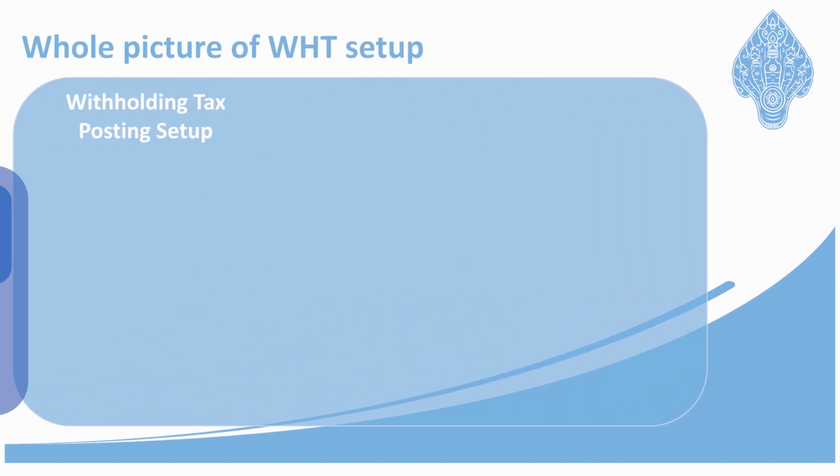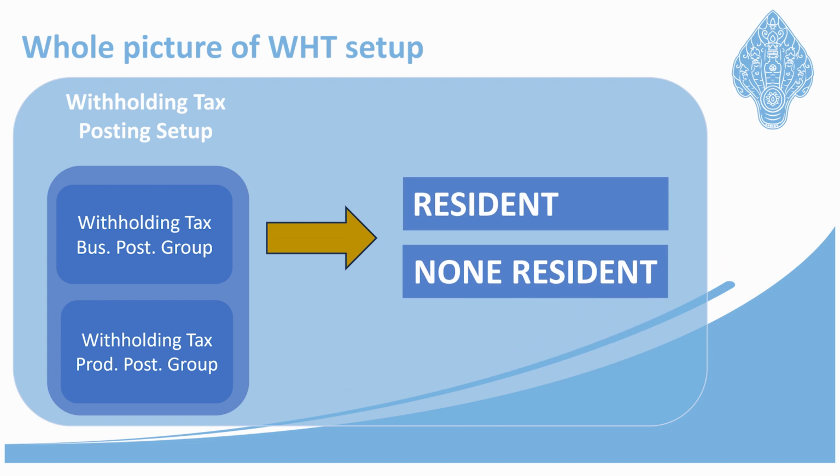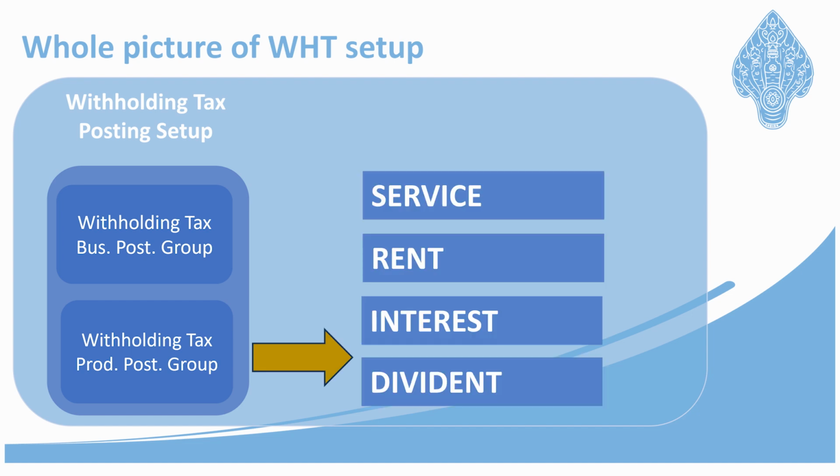We have the withholding tax business posting group. We have the withholding tax product posting group. For the withholding tax business posting group, we can say it is the vendor type. It can be resident or non-resident. For the withholding tax product posting group, it is the type of service. So it can be service, rent, interest, dividend, something like this.